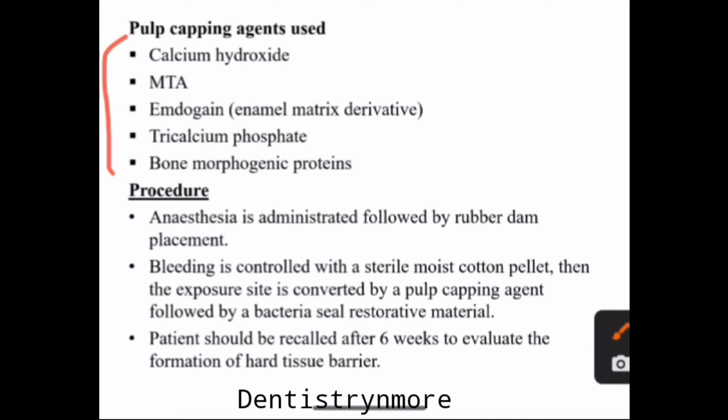So now we are moving to the procedure of pulp capping. Anesthesia is administered first, followed by rubber dam placement. After that, the bleeding is controlled with a sterile moist cotton pellet. Then the exposure site is covered by a pulp capping agent, followed by a bacterial seal restorative material, and the patient should be recalled after 6 weeks to evaluate the formation of the hard tissue barrier.